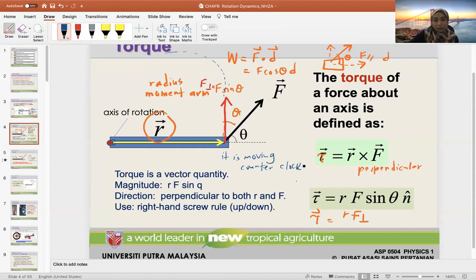Counterclockwise, that is how you spell it. Torque that is moving counterclockwise is positive, and something that is moving in a clockwise direction is negative. So terbalik, ikut arah jam negatif, ikut lawan jam positif. So the torque for this beam is positive.